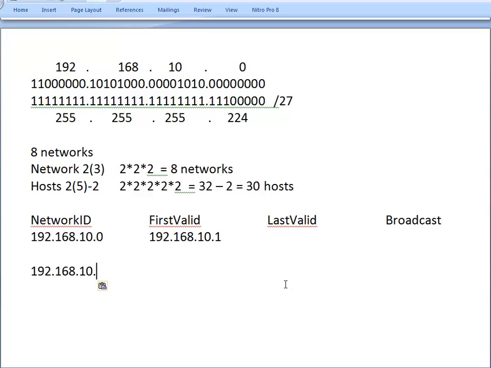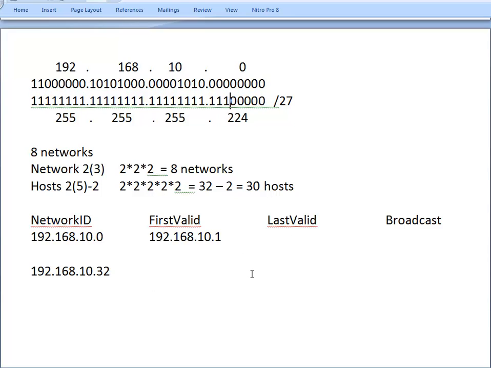For the next network ID, I'm just going to write 192.168.10 because that doesn't change. To find the second network ID, we look again at where the separation is. They are separating on the 4th octet. On the left we have the networks, on the right we have the hosts. Then we look at the rightmost network bit. What number does that represent? It represents 32. So we increment by 32 on the 4th octet: 0 plus 32 is 32.